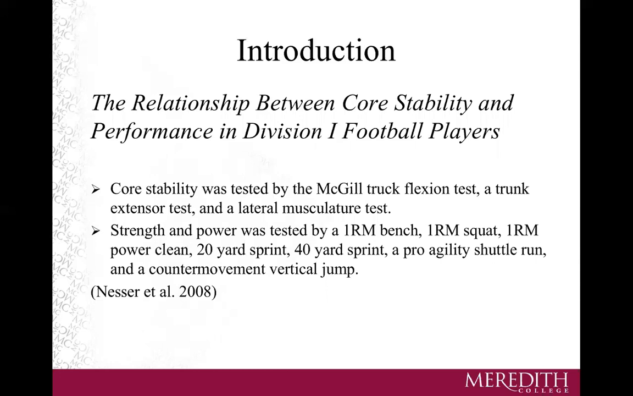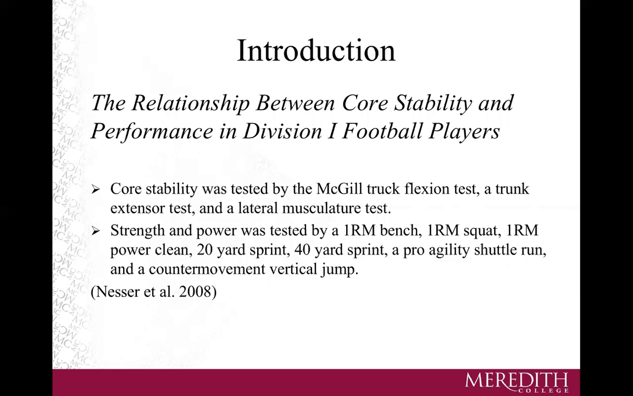Core stability was tested by the McGill trunk flexion test, a trunk extensor test, and a lateral musculature test. The McGill trunk flexion test is a static isometric contraction of the interior muscles which stabilize the spine until the individual exhibits fatigue and can no longer hold the assumed position. The trunk extensor test is another muscular endurance test of the torso extensor muscles. This is done by having an individual lay flat on their stomach with their arms by their side, and then the participant is required to lift their chest 12 inches off of the floor until they exhibit fatigue.